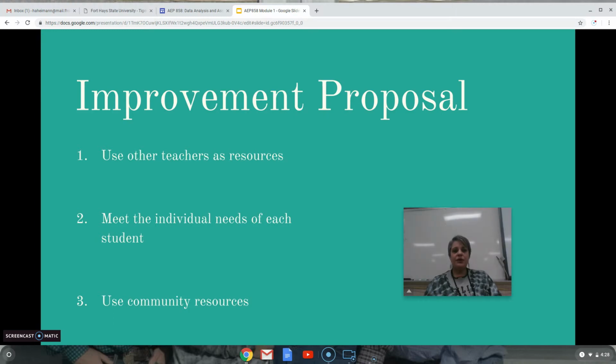I want to also make sure that each student is getting the individualized needs met. Just because Susie has mastered three-dimensional shapes, Joey might not. But it doesn't mean that I can stop class and go and reteach Joey everything about three-dimensional shapes. So through the different data and the different programs available to us, hopefully we can meet those individual needs.